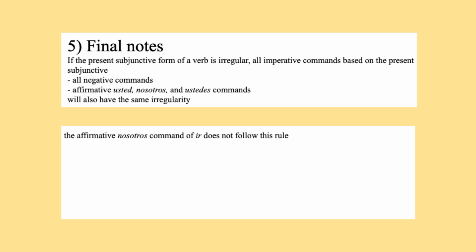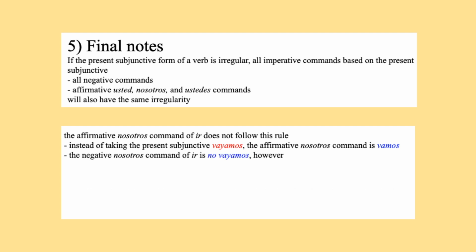There is one exception. The affirmative nosotros command of ir does not follow this rule. It does not take the present subjunctive form vayamos in the affirmative command. It will instead take vamos. The negative nosotros command form of ir, however, does remain no vayamos, based on the present subjunctive.